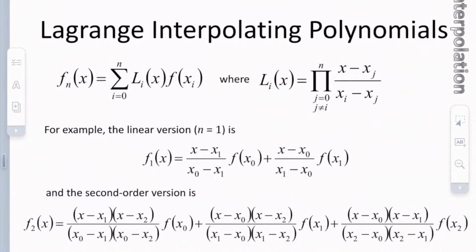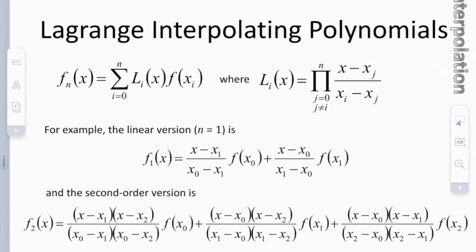The Lagrange interpolating polynomial is simply a reformulation of the Newton polynomial that avoids the computation of divided differences. It can be represented concisely as shown. While it can look mathematically daunting, it's actually quite simple.